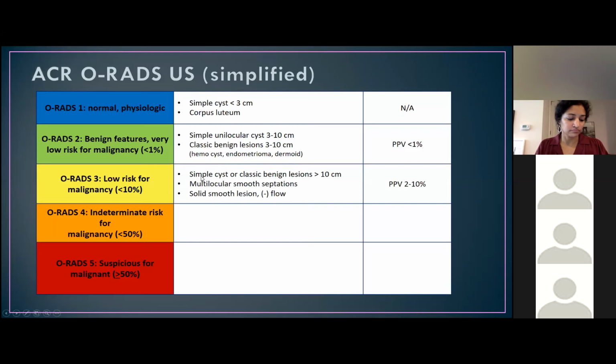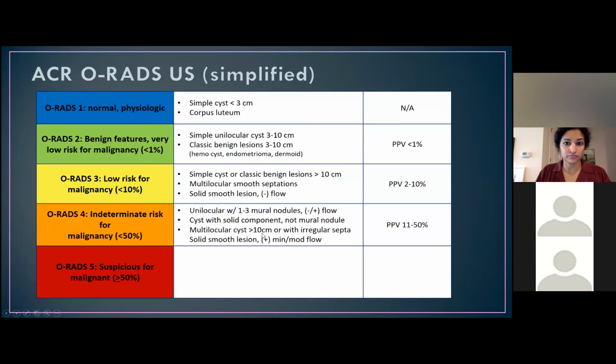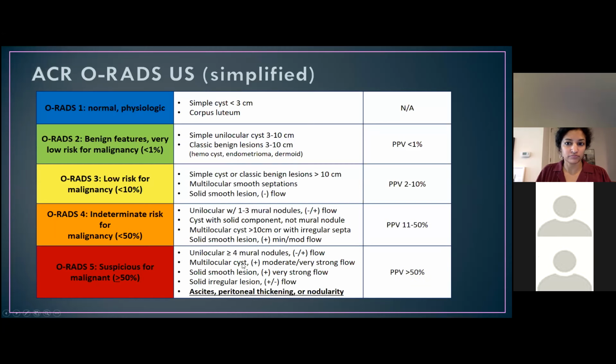O-RADS 3 are your simple cysts and classic benign lesions that are greater than 10 centimeters, any multiloculated cyst that has smooth septations, and any solid lesion that's very smooth on the outside and has no flow. O-RADS 4, you start to get more complex. There's more soft tissue. There's a little bit of flow going on now. And O-RADS 5, even more soft tissue and more flow, or you see ascites, peritoneal thickening, or nodularity.